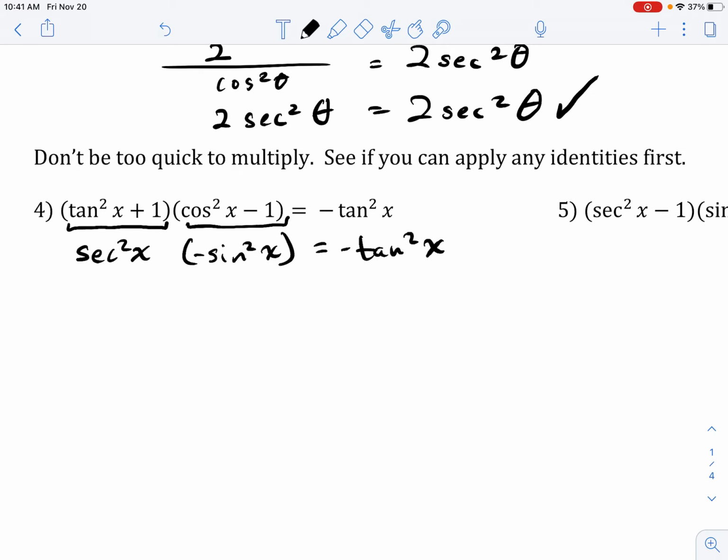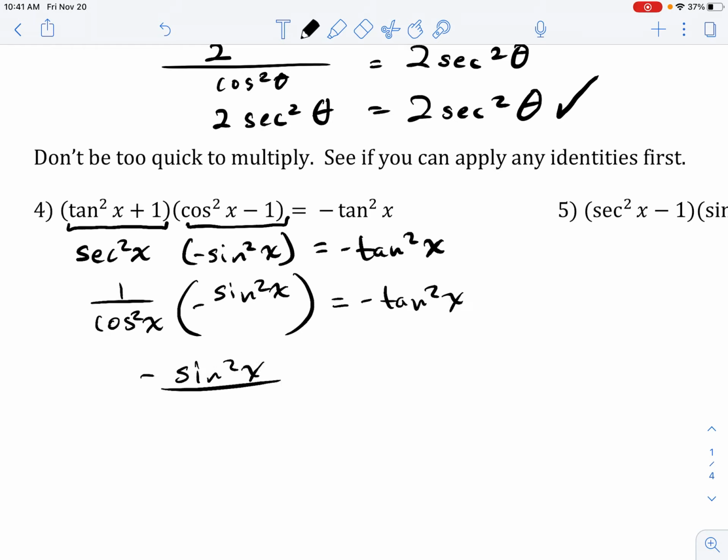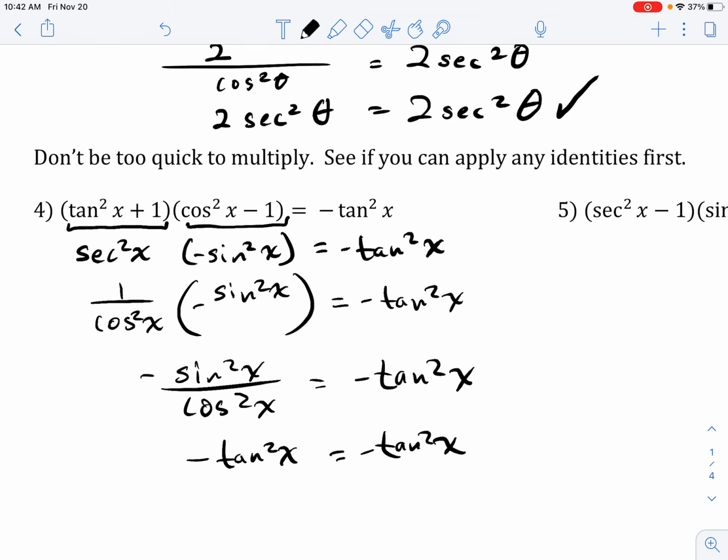Now from here, this is where the wheels should be turning a little bit. We know that secant squared x is 1 over cosine squared x. And this is negative sine squared x. Which means we can write this as negative sine squared x over cosine squared x. And then using the quotient identity, we can just simplify this as such.